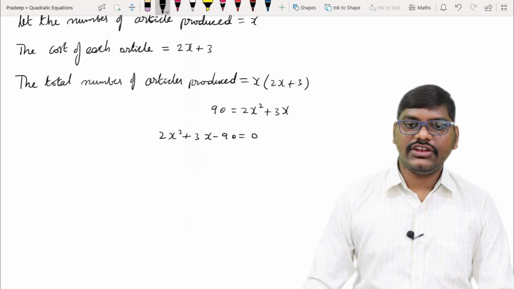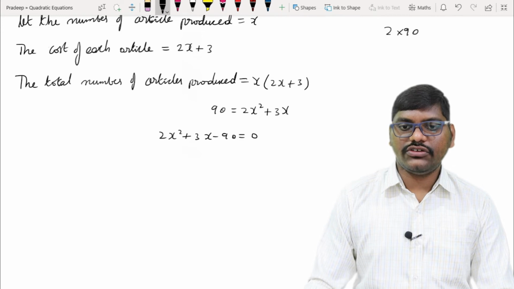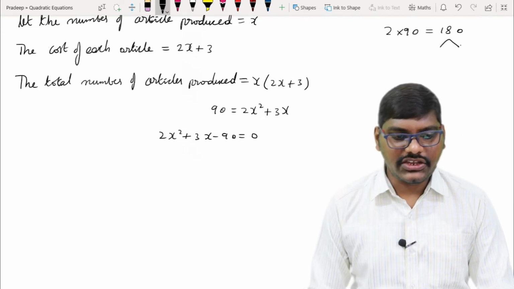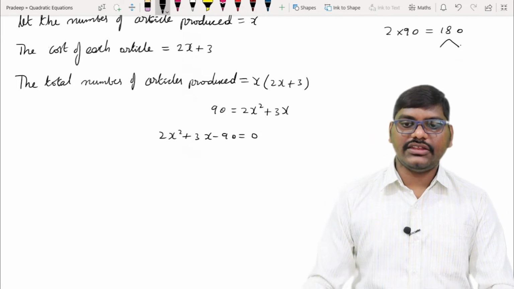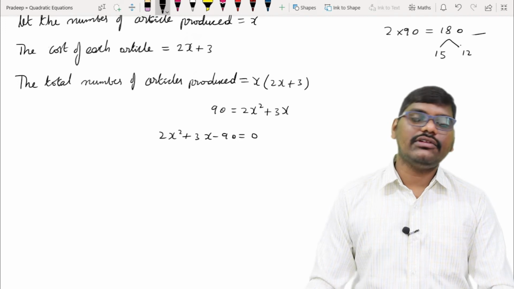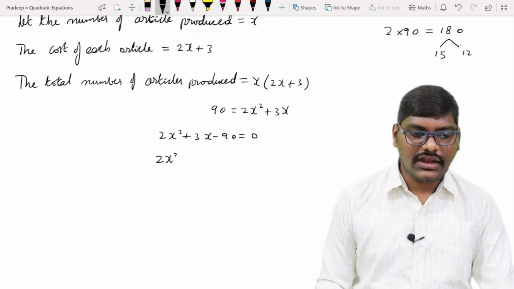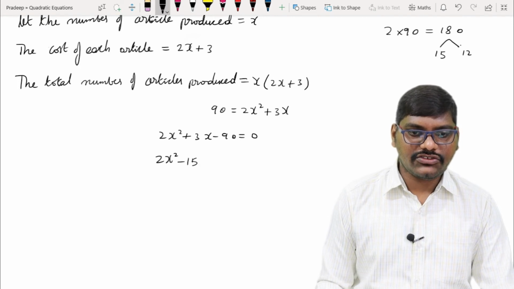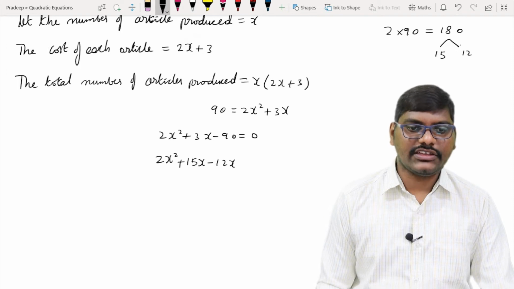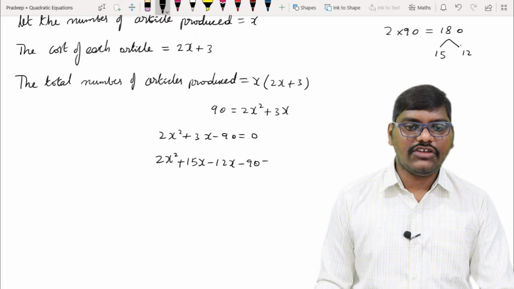Now this is 2x square plus 3x minus 90. The coefficient here is 2 and the constant is 90, so 2 into 90 is 180. 180 we can write as 15 into 12, which gives us 180. So I can write this further: 2x square plus 15x minus 12x minus 90 equal to 0, since 15 minus 12 gives 3x.